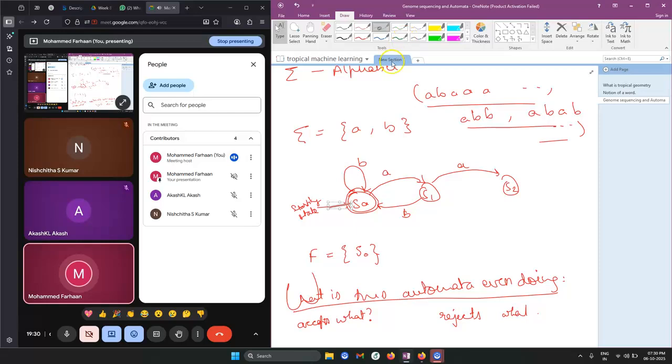I'm going to murder OneNote someday. Okay, right. Oh great, I didn't even change it.